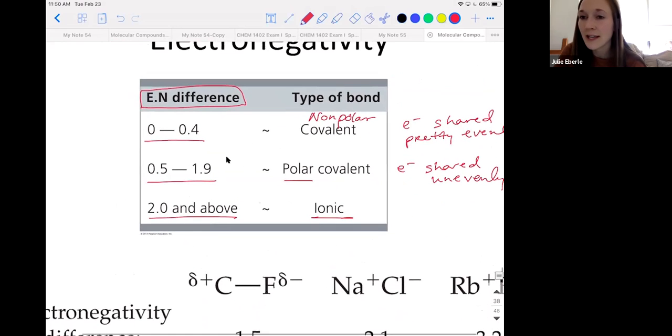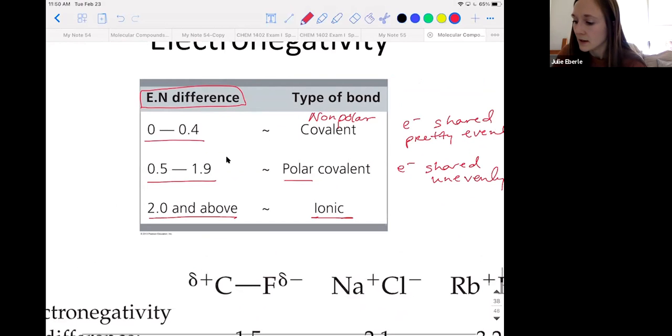So if I had you list bonds in order of increasing polarity, you would list nonpolar bonds as the lowest polarity or no polarity. Then you would list bonds that are polar. Then you would list bonds that are ionic because they're beyond polar bonds.